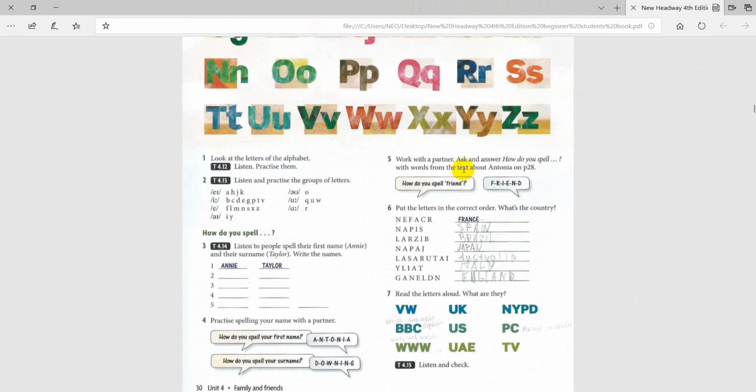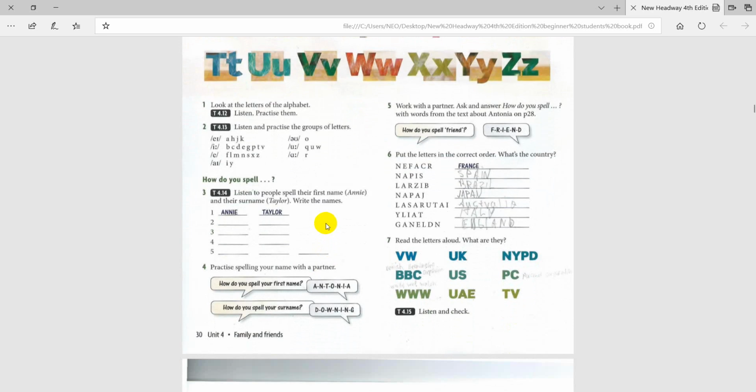Work with a partner, ask and answer. Number 3, how do you spell? It is a repetition question, a question that is always repeated. How do you spell this word or sentence? Listen to the people spell their first name Annie and their surname. Write the names. This exercise is also transferred to the recordings of this unit.